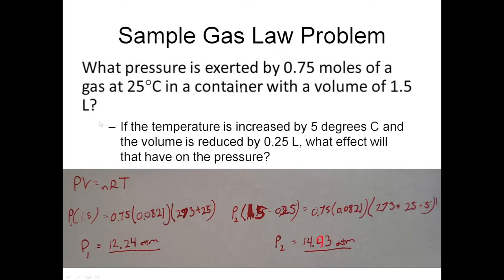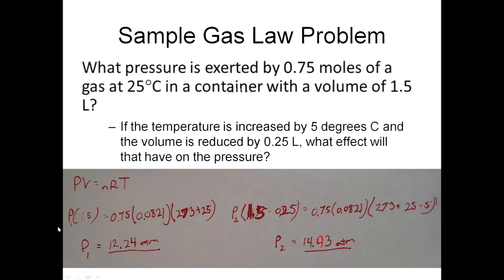So, to quickly utilize this formula a couple of times to show the relationships between how these things affect the properties in question, we're going to start with this first little blurb up here. What pressure is exerted by 0.75 moles of a gas at 25 degrees Celsius in a container with a volume of 1.5 liters? So we're told number of moles, temperature, volume, and we are asked for pressure. Look at our formula, pressure, volume, and RT. We want pressure, we know volume, we know N, we have constant values for R, and we know T. So we have everything we need to solve for pressure.